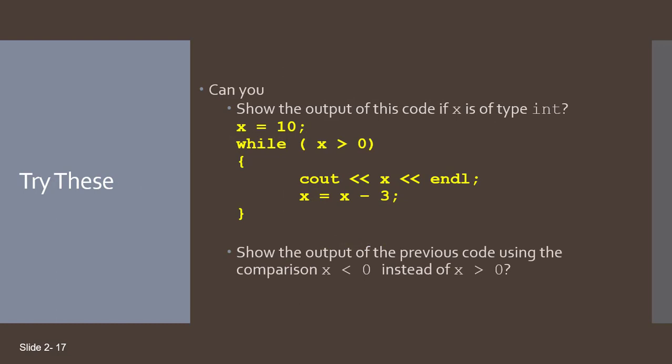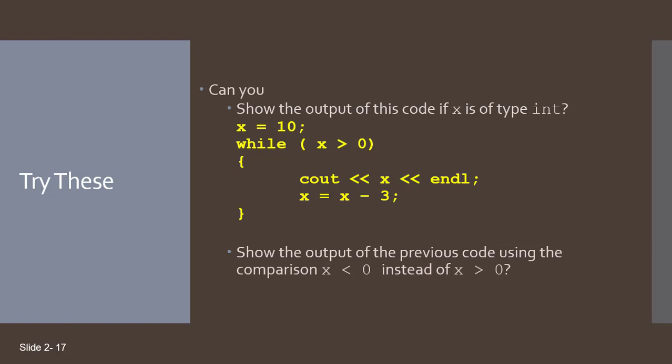Here's a situation where x is set to 10, and as long as x is greater than 0, we're going to print it out and subtract 3 from it. So it starts at 10, we print that out, and it goes to 7. 7 is greater than 0, print that out, subtract 3, now it's 4. 4 is greater than 0. We go in, we print 4 out, we subtract 3, now it's 1. 1 is greater than 0, we print that out, we go in. And now, when we subtract 3, x becomes negative 2. When we get back to the top of the loop, x is no longer greater than 0. That expression is false, and we are out.